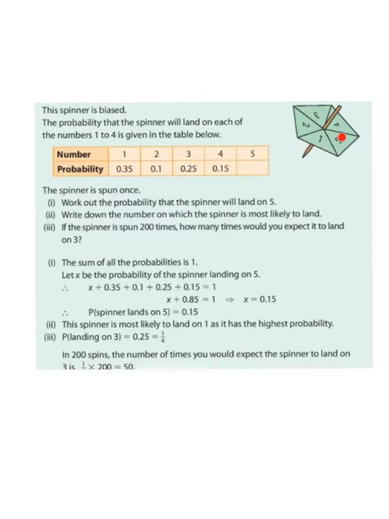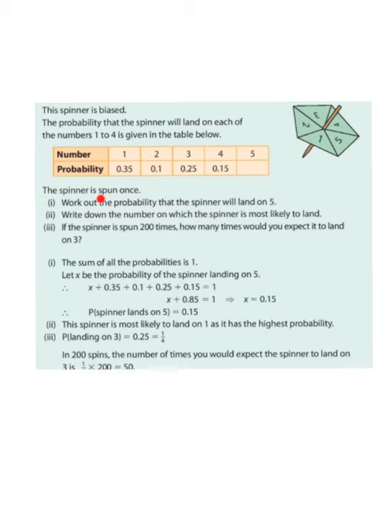Okay, so going through this example here, the first thing you notice is it says this spinner is biased. Now what do we mean by biased? It means that all outcomes are not equally likely to occur. We usually say that if it's fair or unbiased, it means all outcomes are equally likely. So this is biased, so you won't get the same outcome for each one. The probability that the spinner would land on each of the numbers 1 to 4 is given in the table below. So to get 1, the probability was 0.35. For the 2, it'd be 0.1. For the 3, it would be 0.25. And the 4 would be 0.15.